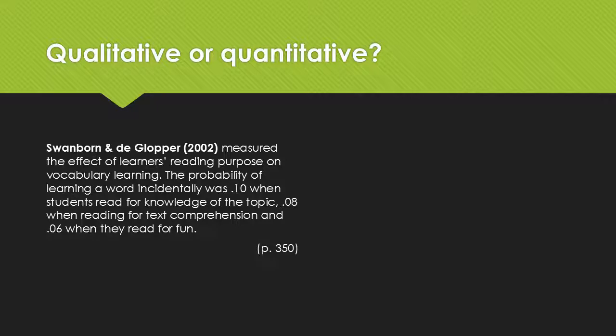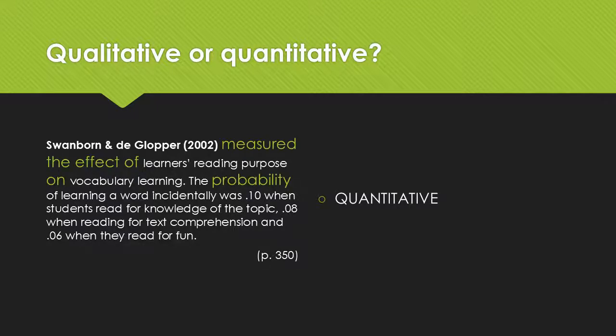Okay, here's your answer. Here we see the key terms measure the effect of and probability followed up with numbers, thereby telling us that Swanborn and de Glopper's 2002 study was likely a quantitative study.